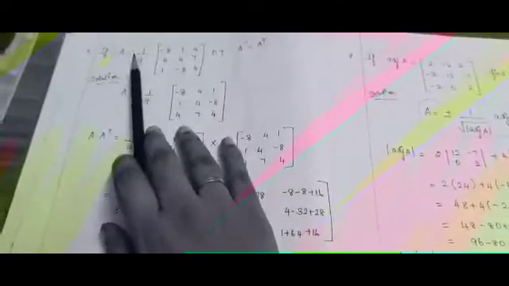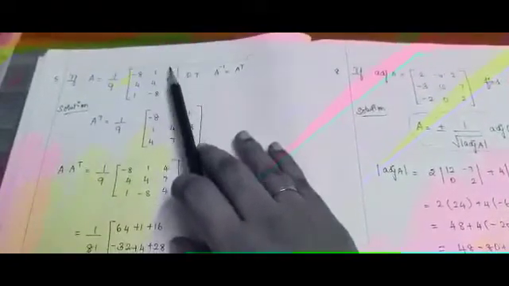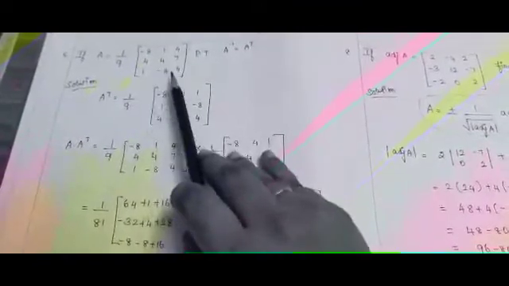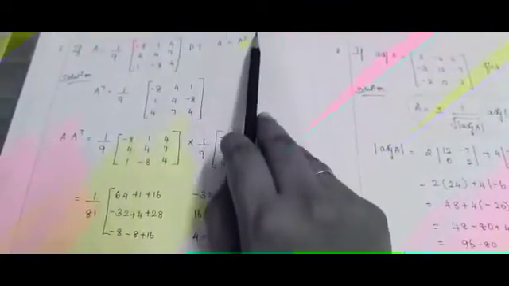If A equals 1 by 9 times the matrix minus 8, 1, 4; 4, 4, 7; 1, minus 8, 4, we are supposed to prove that A inverse equals A transpose.